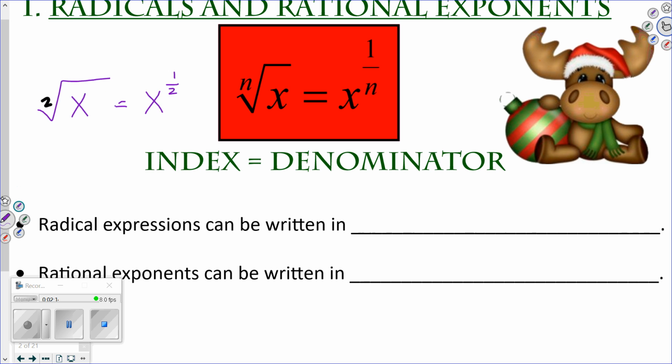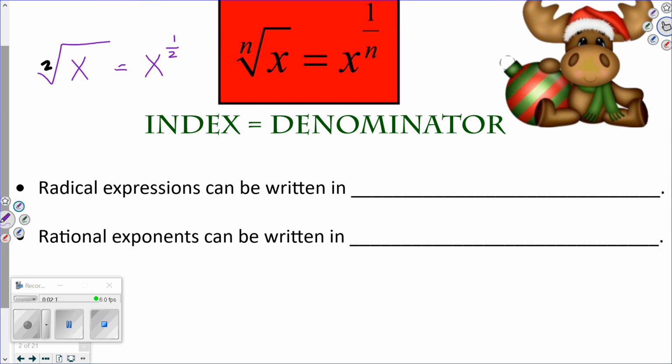So radical expressions can be written in exponential form. What's exponential form mean? It has an exponent. Look at that, fancy term. Exponential form just means it has an exponent. Rational exponents can be written in radical form. So all it's saying is you can go back and forth between the two forms.